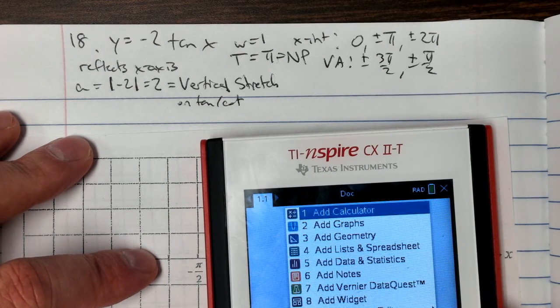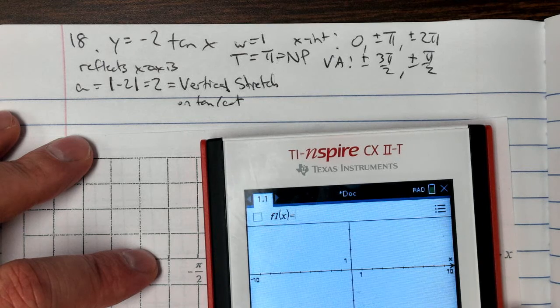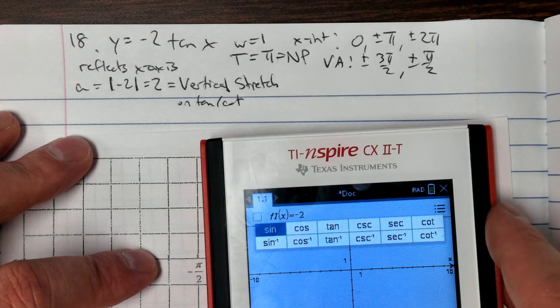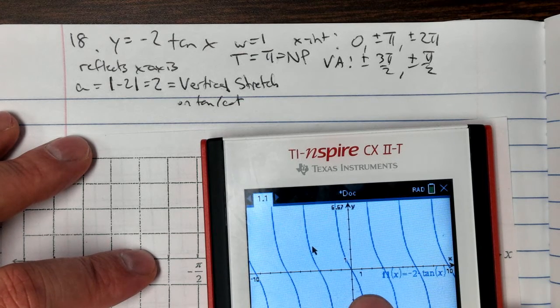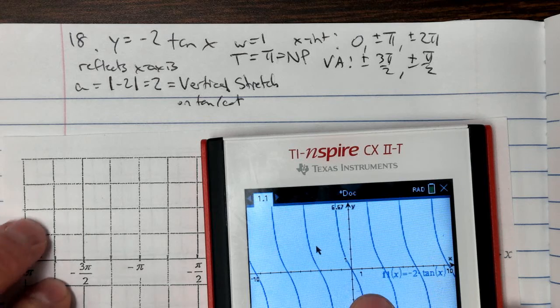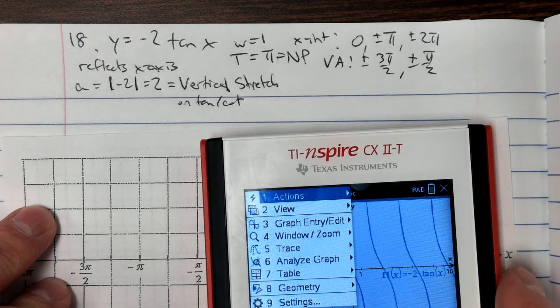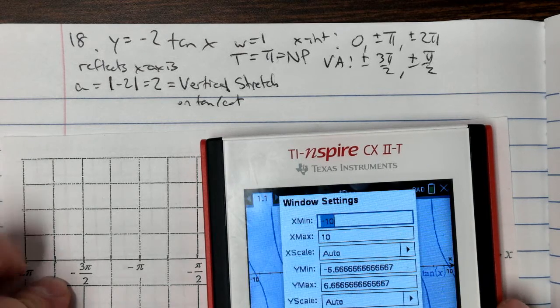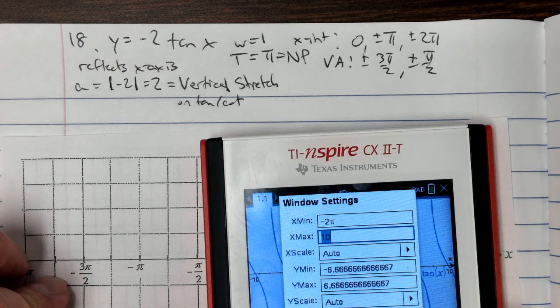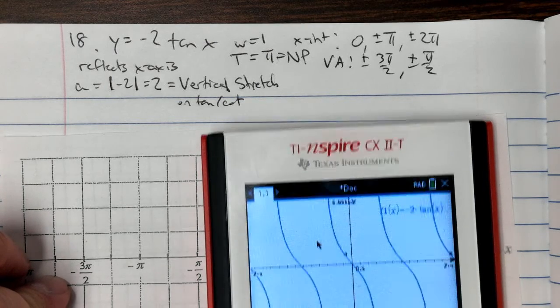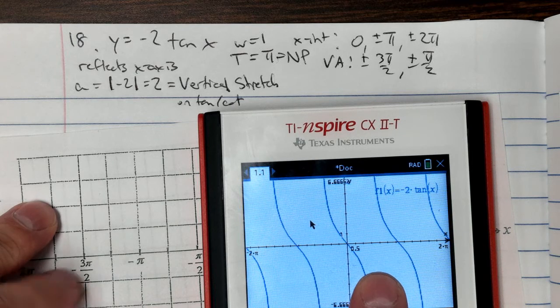-2 tan x. Okay, so it looks like this, and we want a window from -2 pi to 2 pi. So we go to our window settings, -2 pi to 2 pi, or you could just choose the trig window. It's the same thing. And so it looks like that.